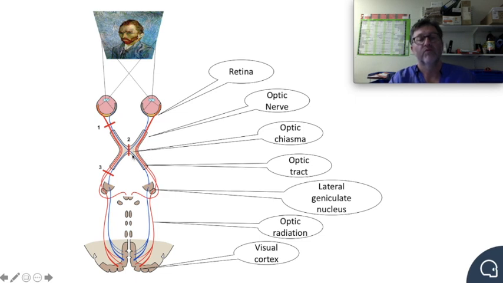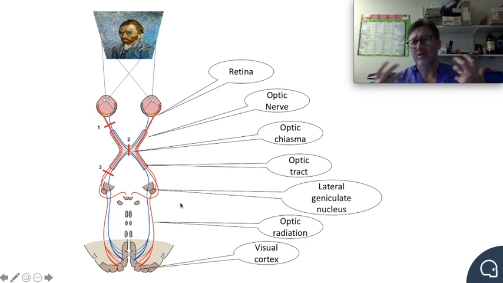Beyond, further posterior to the optic chiasma, we have the optic tract. Then you've got your lateral geniculate bodies. Through the brain itself, you have the optic radiation. At the very back, you have the visual cortex.